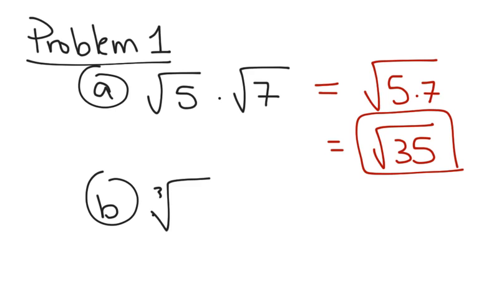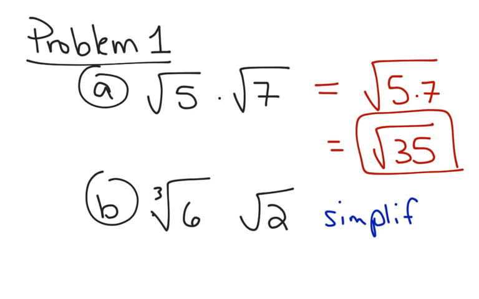How about the cube root of 6 times the square root of 2? Those I am unable to multiply because the indexes are different. So we just say that it's already simplified. That's as much as we can do with it.